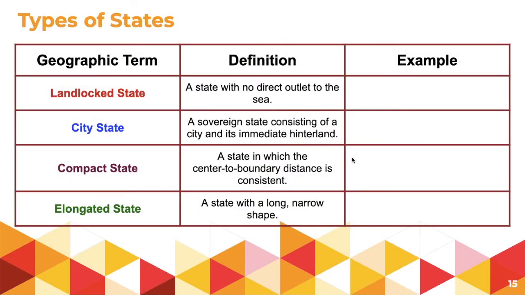Now, there are also many different types of states in terms of their shape. There's what we call a landlocked state, where they have no direct outlet to the sea.